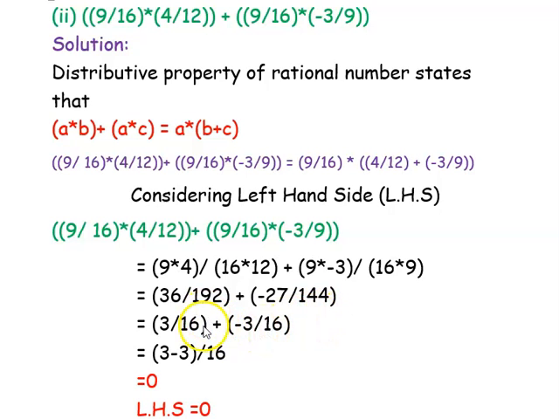Now if we simplify this, we get 3 divided by 16 plus minus 3 divided by 16. Here plus times minus will be minus. The denominator 16 is common, so we add the numerators, that is 3 plus minus 3 is 3 minus 3 divided by 16, which is 0. So this is our left hand side.